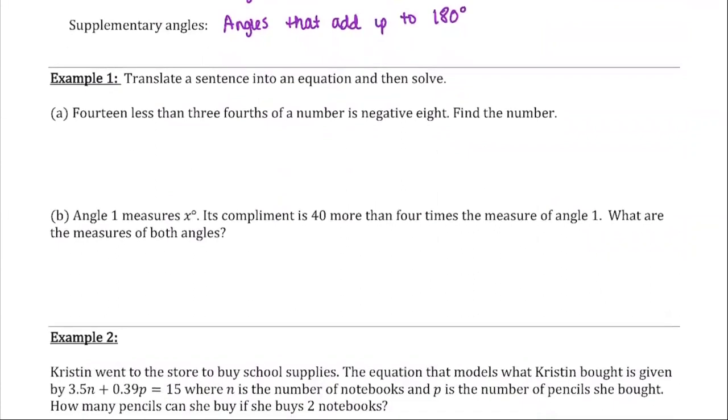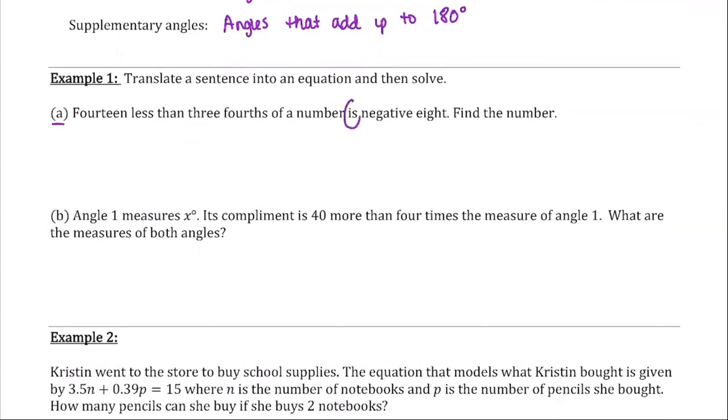So if we look down at example 1, we'll use those definitions in just a moment, but we're going to start by translating. The first application problems we can do are the translation ones, where I might ask you to translate something into an equation and then solve. So that's what we're going to do first with example 1, part A. It says 14 less than 3/4 of a number is -8.